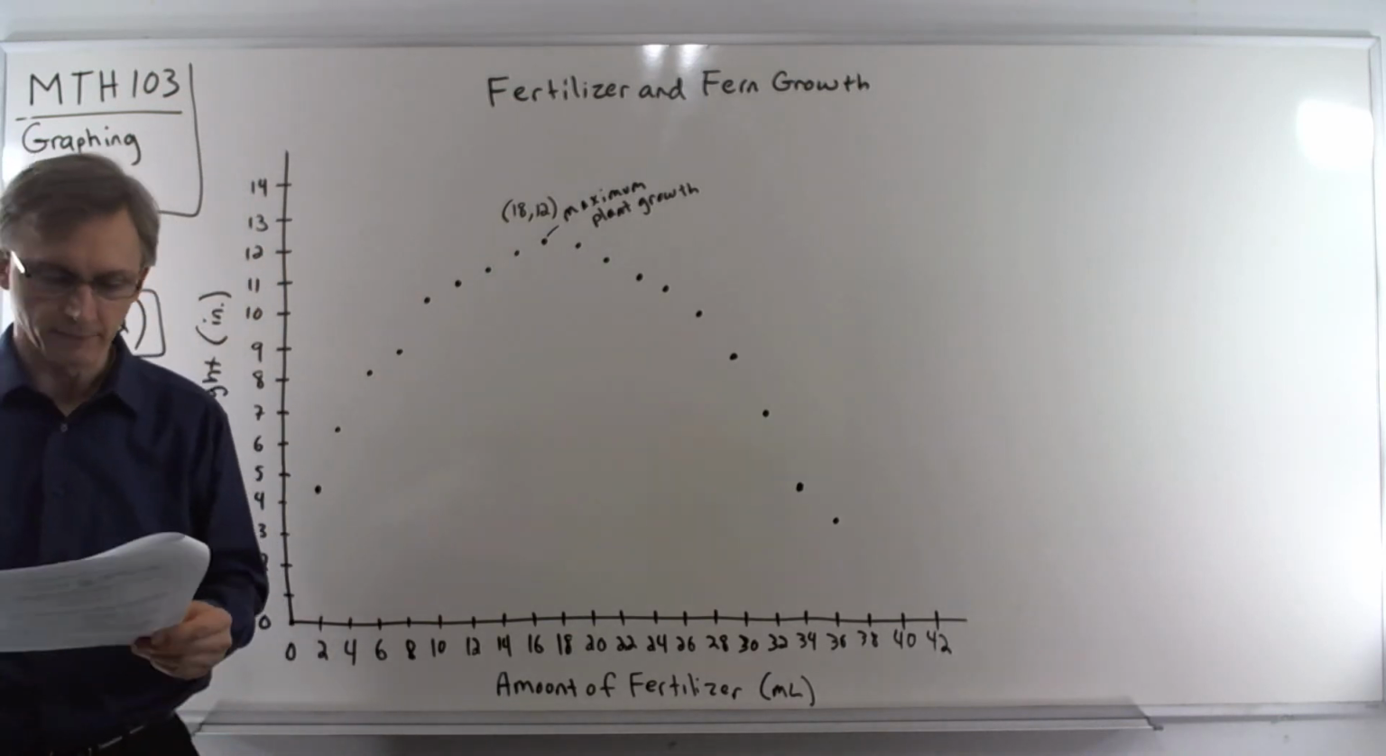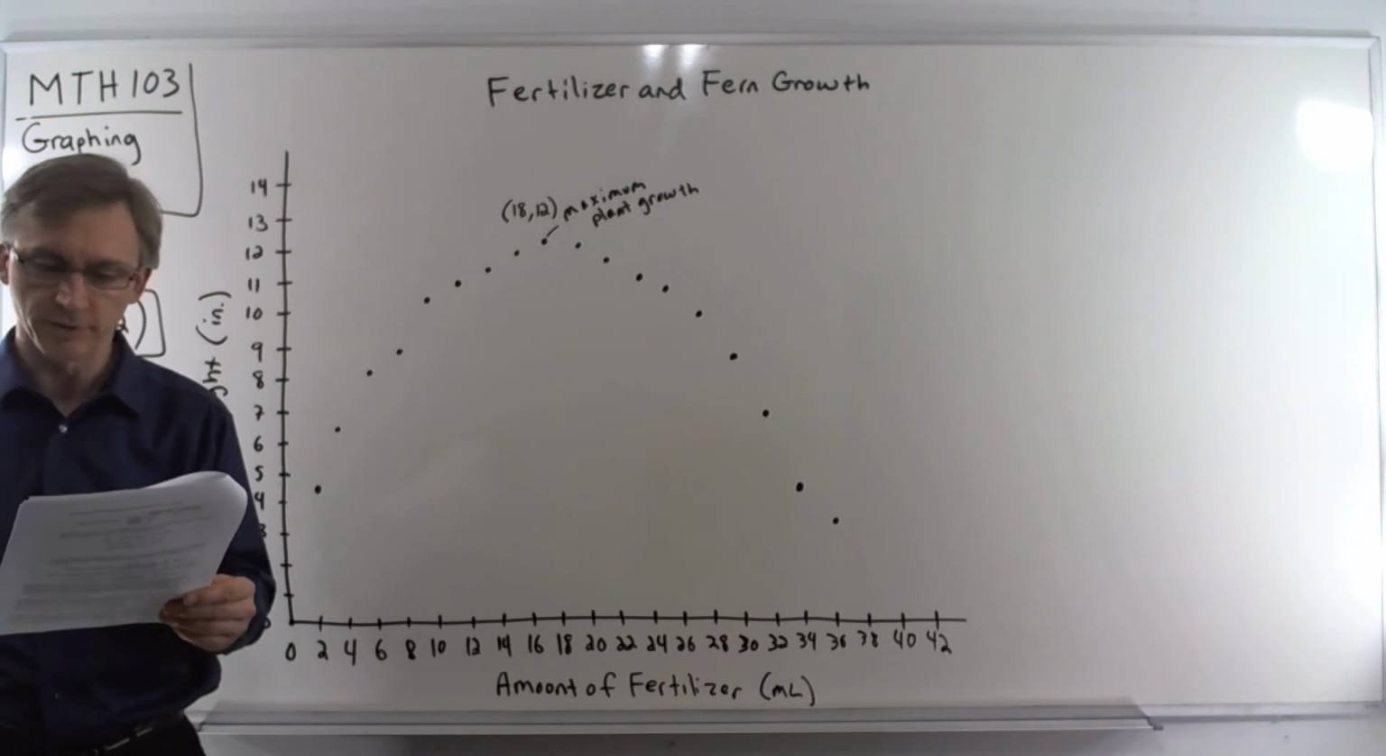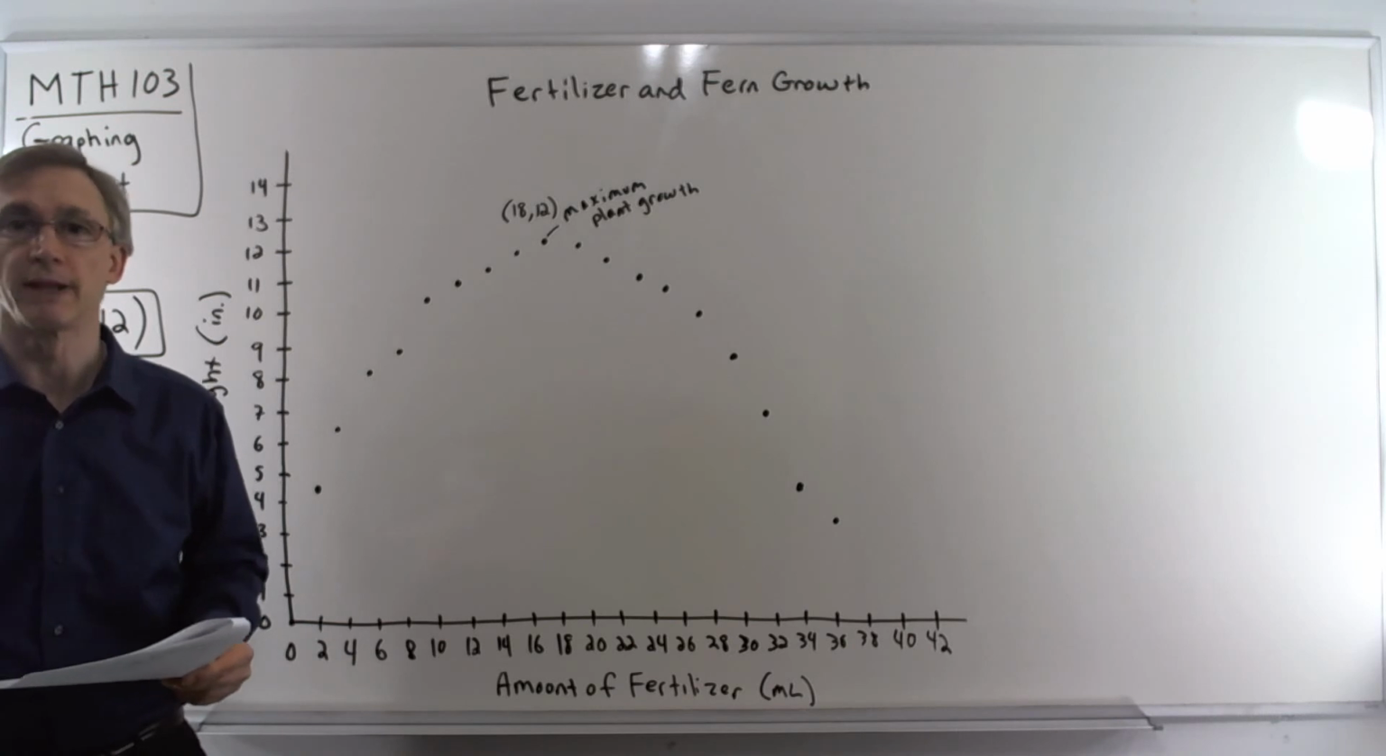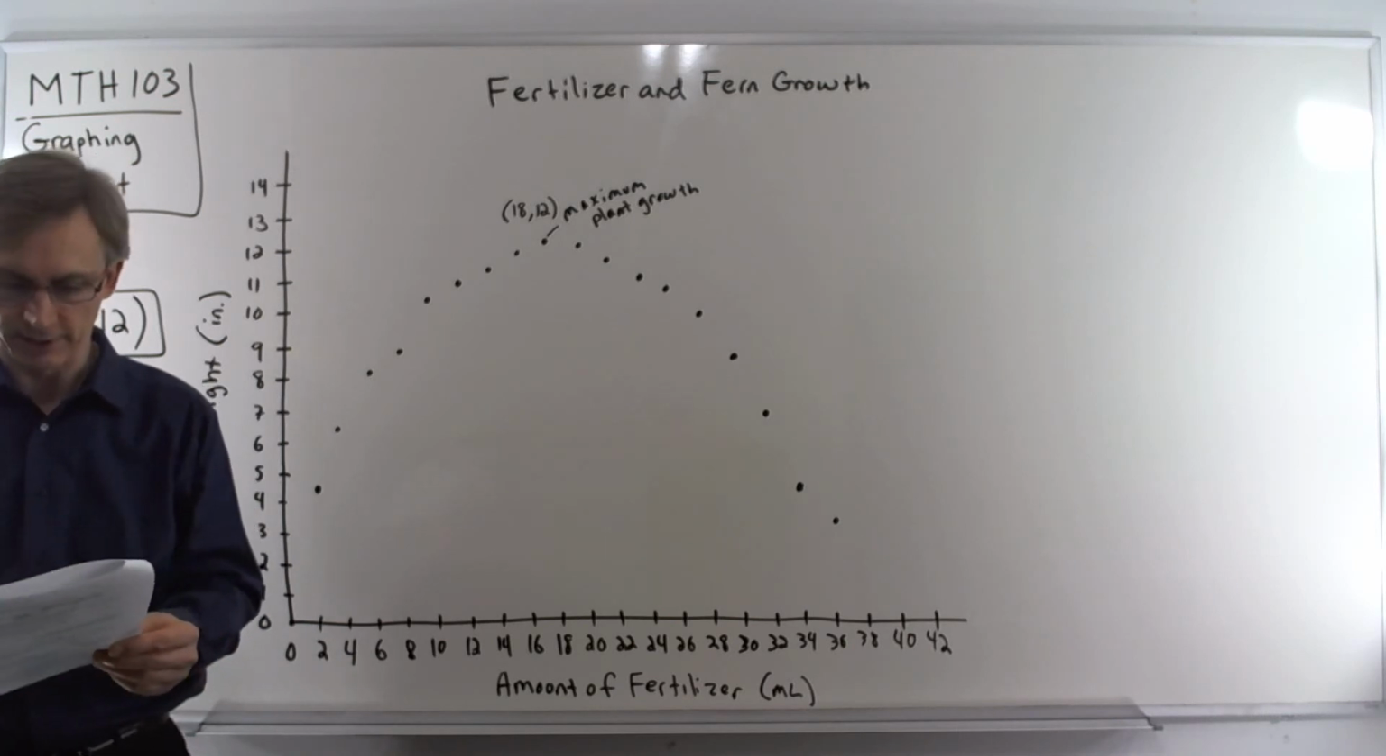And if you look at the sentence, the plant that was fed 18 milliliters of fertilizer grew to be 12 inches tall a month later. So there is a cause and effect relationship implied in that sentence as well. So we got all three pieces.